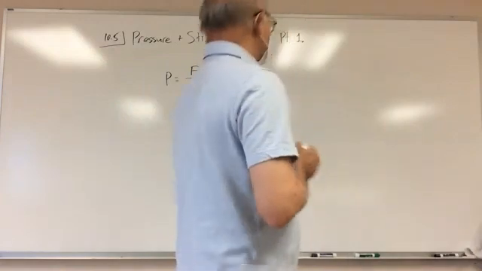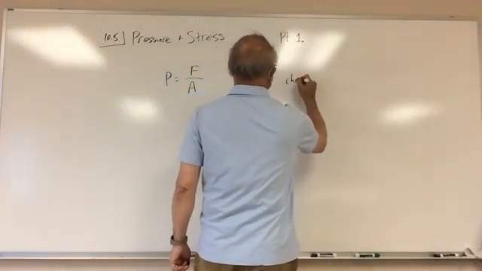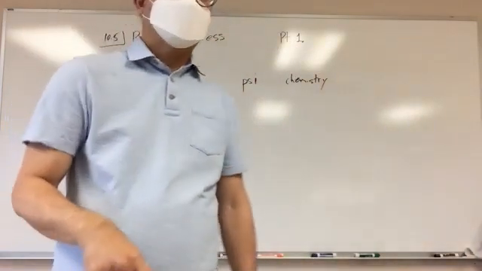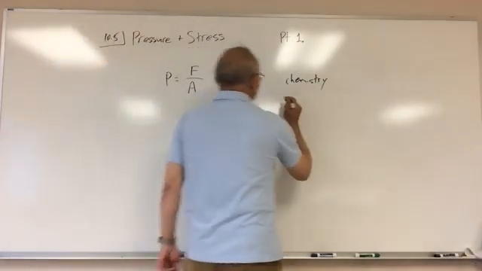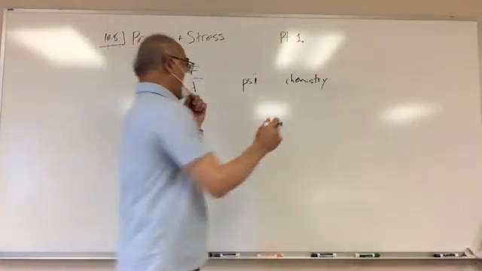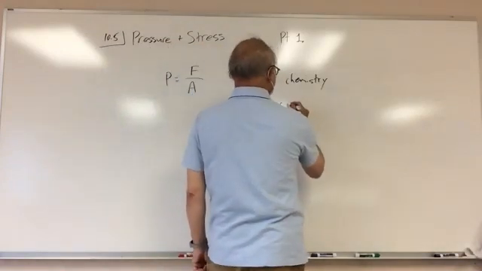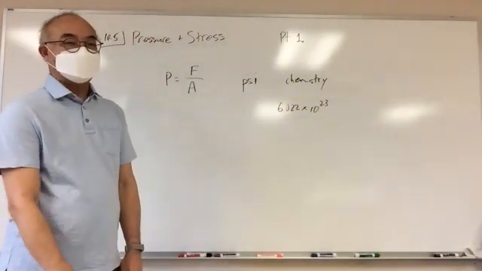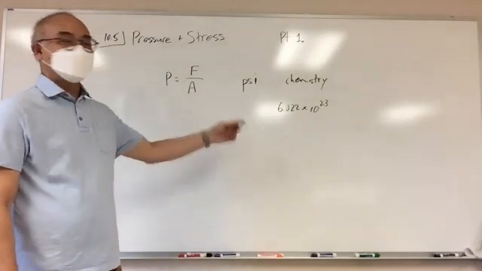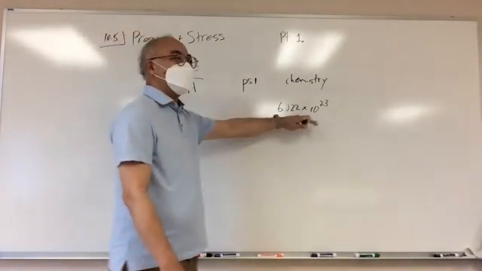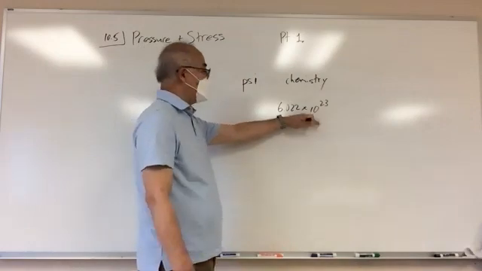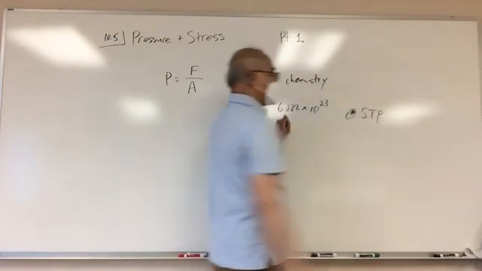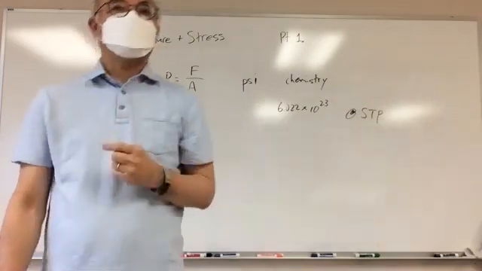So you learned this in chemistry, right? In chemistry, what's the definition of a mole? Avogadro's number, 6.022 times 10 to the 23rd, right? What is this? The number of atoms in a mole, correct. Very good. The number of atoms in a mole at STP, at standard temperature and pressure.